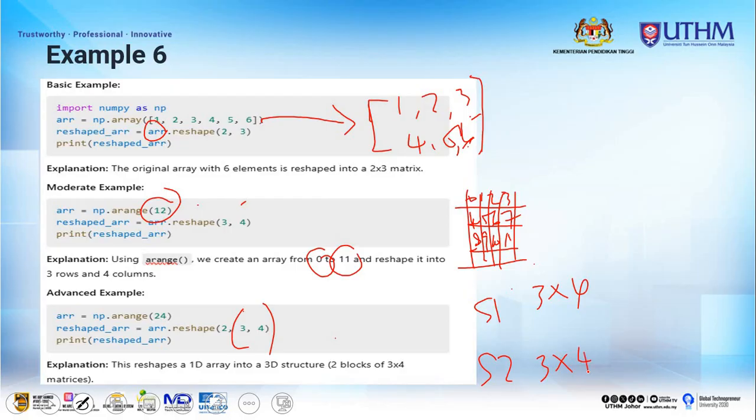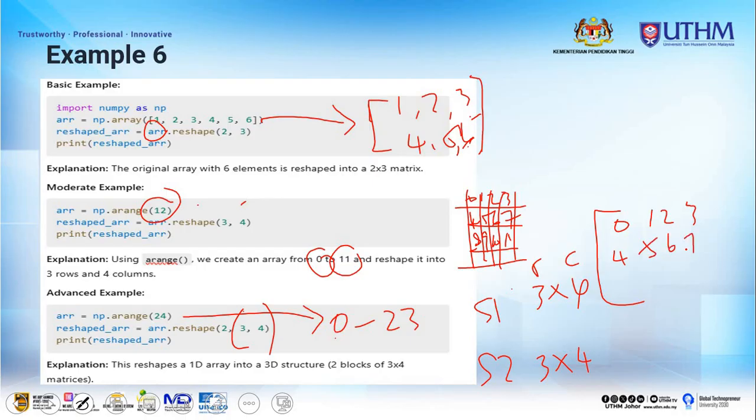You guys can go through it. It should cover 0 to 23 only. So a 3 by 4 matrix will be 3 rows and 4 columns. Correct? So 0, 1, 2, 3, 4, 5, 6, 7, 8, 9, 10, 11, and the second set should be 12 to 23.